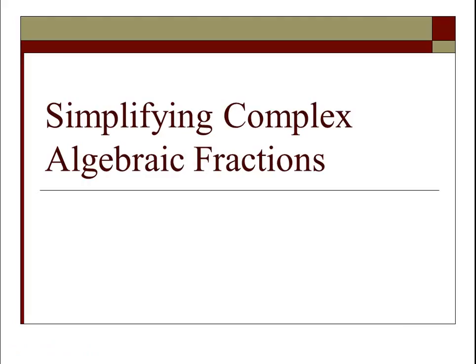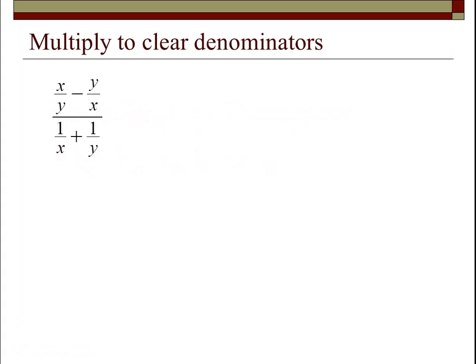Okay, so we're looking at simplifying complex fractions. These are fractions where you have one fraction over another fraction. The key thing when you work with these is basically doing a form of fraction busters. What we're going to do is multiply top and bottom by the common denominator of both the top and bottom to be able to clear the fractions.